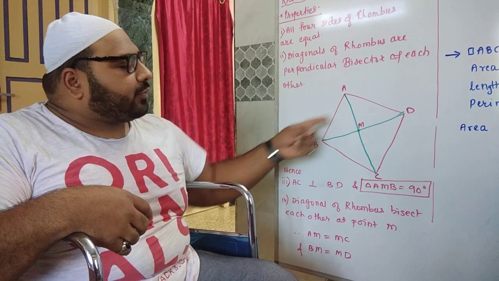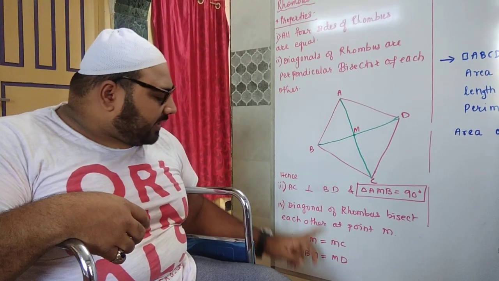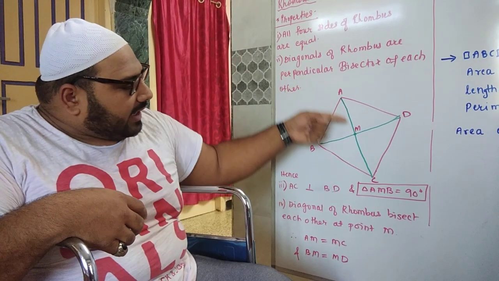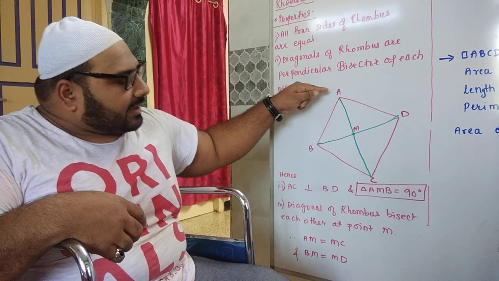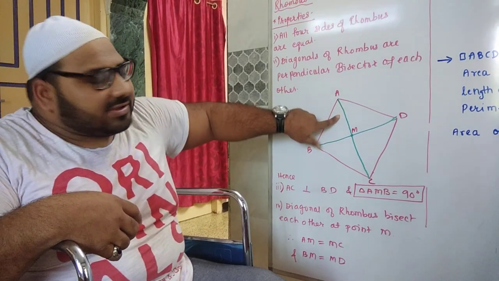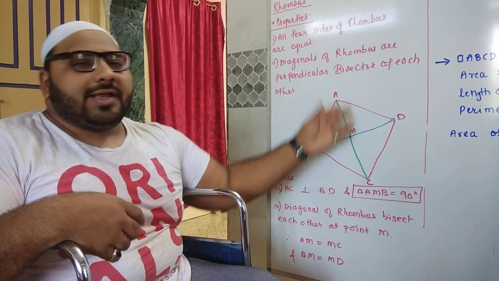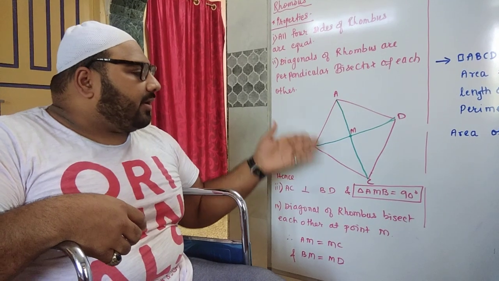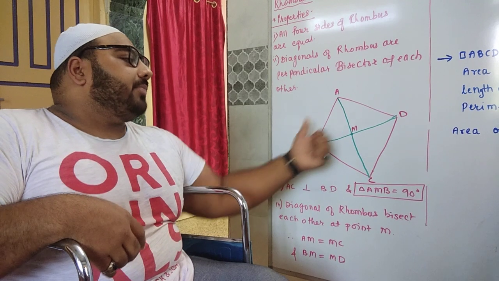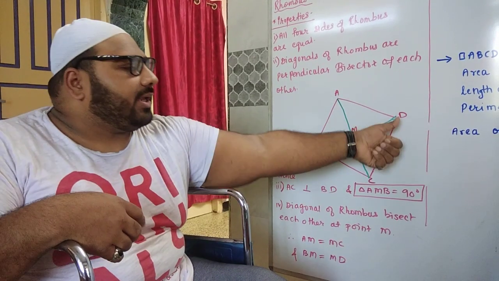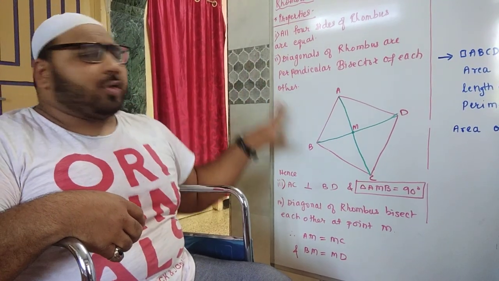Now these two diagonals, if you can see, they are intersecting, they are bisecting each other at point M, and because of this property these two lengths AM and MC and BM and MD are of equal length. That is, AM is equal to MC. If AM is, for example, 5, then MC is also 5, and BM is 10, then MD is also 10. So we can write AM is half of AC or MC is half of AC, BM is half of BD or MD is half of BD. Okay. Now these are the properties of rhombus.